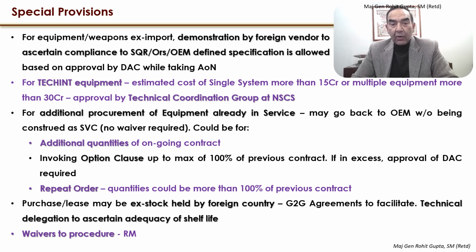For tech equipment, I said that all tech equipment have to follow the FTP procedure. Wherever the estimated cost of a single system is more than 15 crore or multiple equipment more than 30 crore, approval is by the Technical Coordination Group at the NSCS.